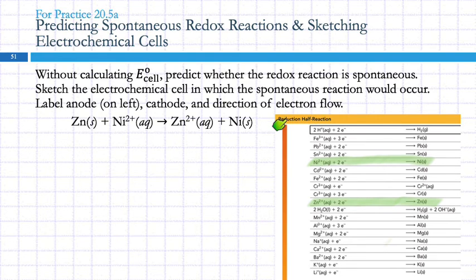So these are reduction half reactions. The top is the highest, wants to be reduced, and the lower one wants to be reduced less, right? So I'm going to flip the bottom one. So this one would be flipped right here, zinc on the left and Zn2+ on the right. And that's what I've got going on here. So this one is higher than that one, and so this is the guy over here.